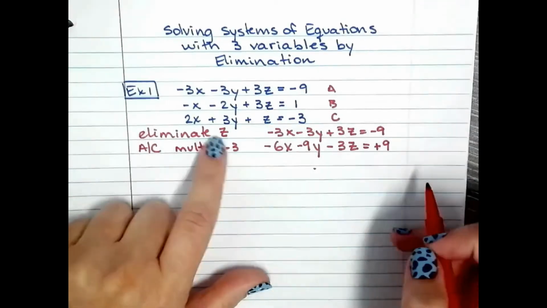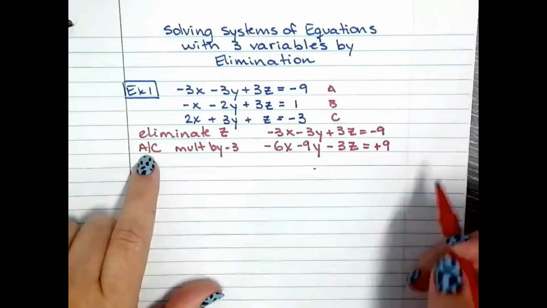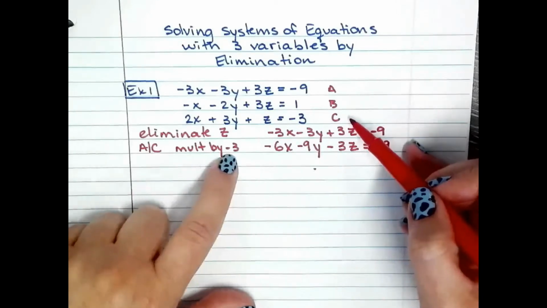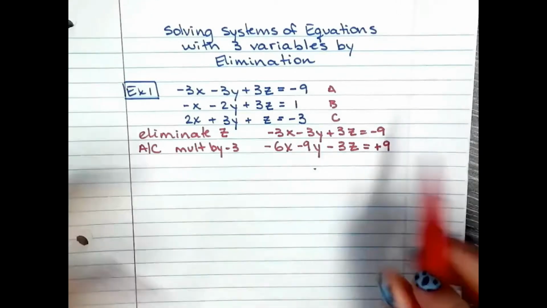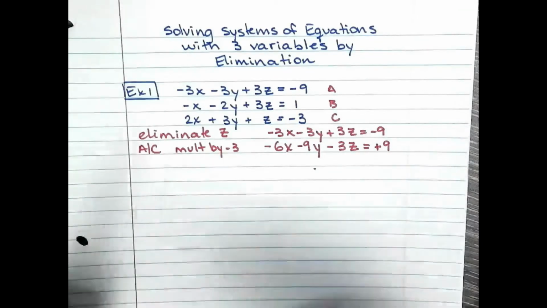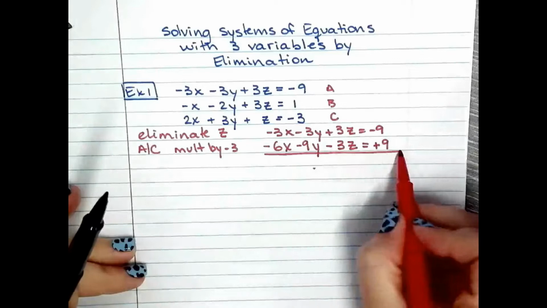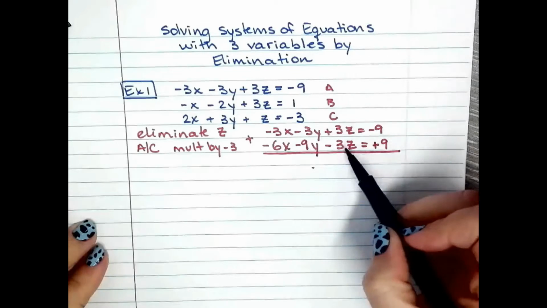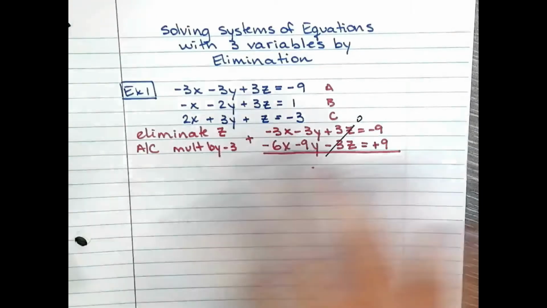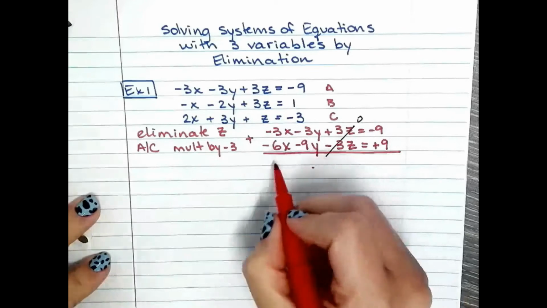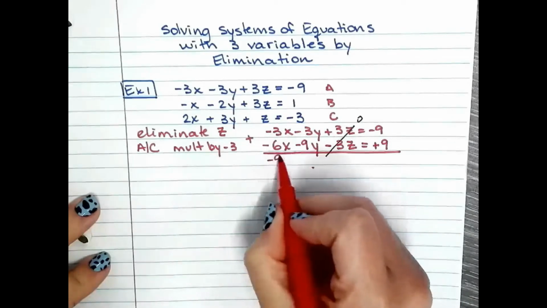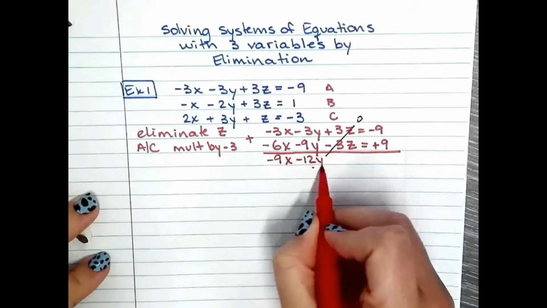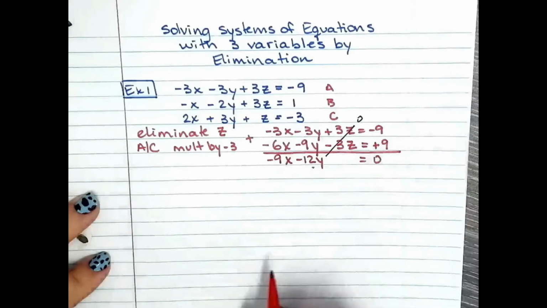Anyway, we're eliminating z right here, and I'm pairing up A and C first, and I am multiplying C by negative 3. That's what I did right there. Now, when you add both equations up, you get positive 3z minus 3z. This is 0. And now we keep on adding: negative 3x minus 6x, negative 3y minus 9y, and here I have 0.